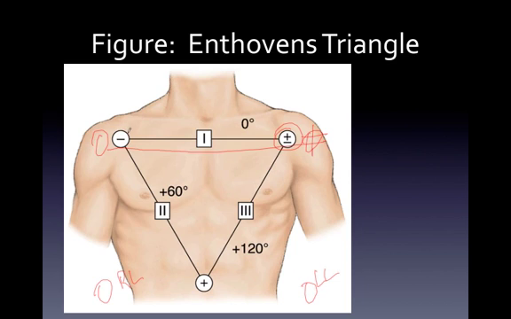This would be from right arm to left leg. And the positive electrode would be down here, right there. And this would be considered 60 degrees. This right here is 0 degrees, and I'll explain this a little more in just about a second. And then from our left arm to our right leg is 120 degrees, and the positive electrode is down here on that picture.